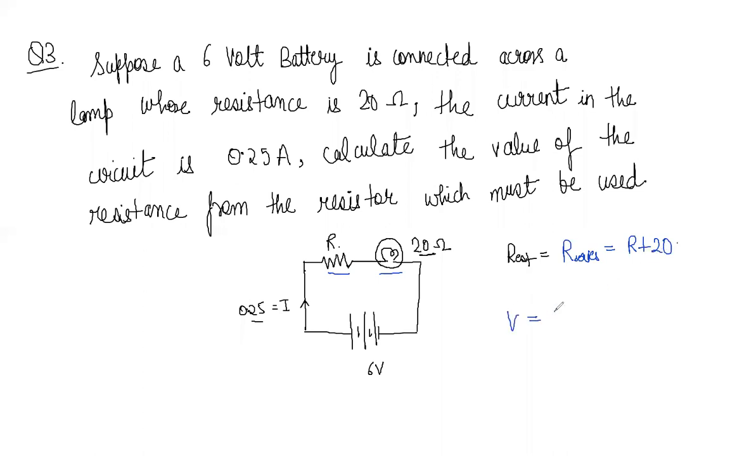I know V is equal to IR. The value of V is 6 volts, so I will write 6 volts here. The value of I is 0.25, or I can say it is 25 upon 100, and the value of resistance is R plus 20. This value is 1 by 4. 4 will go here and it will be 24 is equal to R plus 20. So the value of R will be 4 ohms. If your answer is 4 ohm, that means the value of this resistance will be 4 ohm.